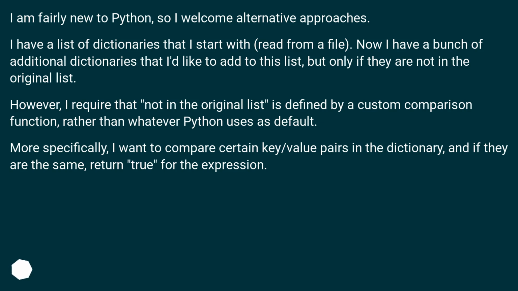Now I have a bunch of additional dictionaries that I'd like to add to this list, but only if they are not in the original list. However, I require that "not in the original list" is defined by a custom comparison function, rather than whatever Python uses as default. More specifically, I want to compare certain key/value pairs in the dictionary, and if they are the same, return true for the expression.